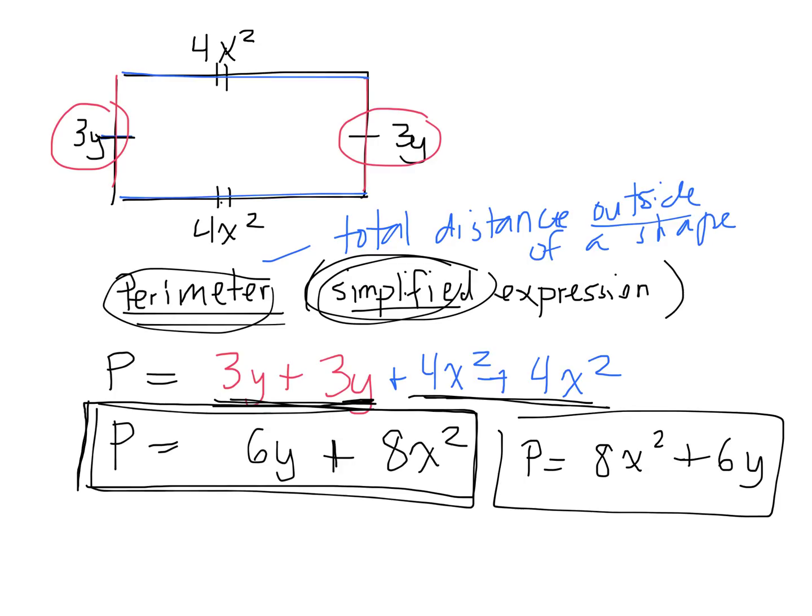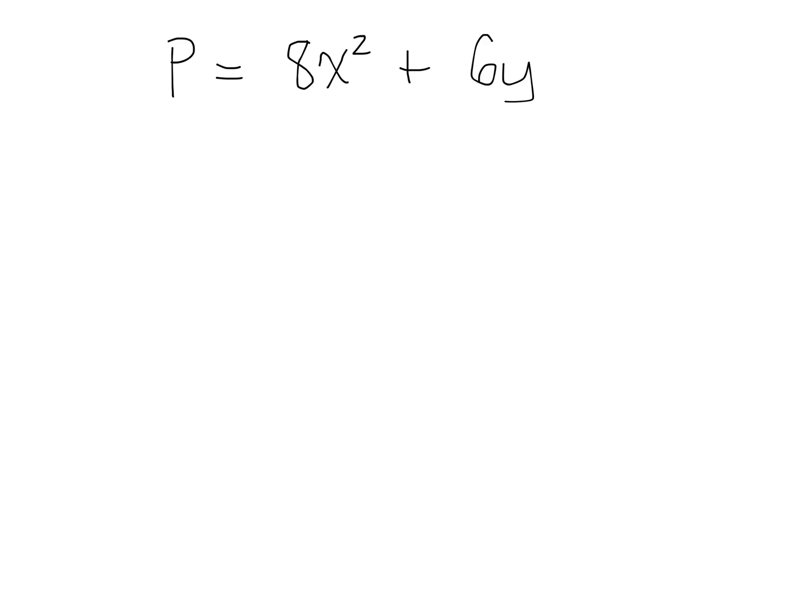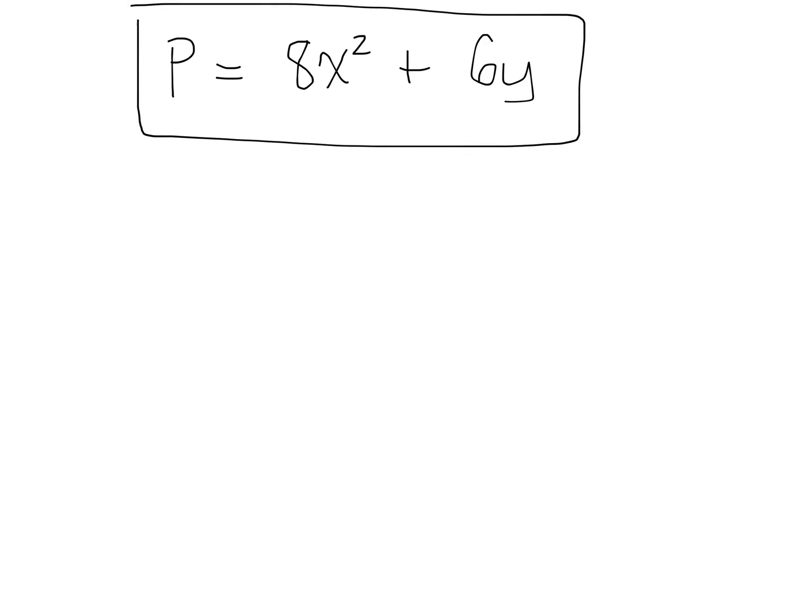Both of these are correct because you're just showing addition. You're showing 6y plus 8x squared. Here I'm also showing 6y plus 8x squared. The order doesn't matter because the signs stay the same in this one. The perimeter of the shape is represented by this expression. That was just a simplified expression. You're making it shorter. It's easier to work with. I could leave it as 3y plus 3y plus 4x squared plus 4x squared, but that's longer, right?